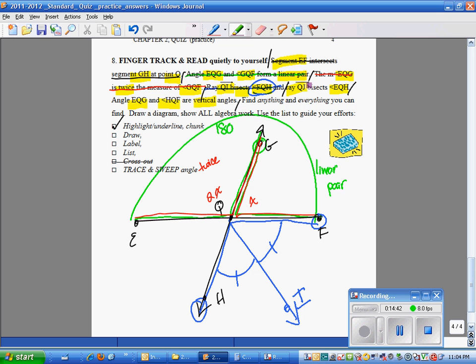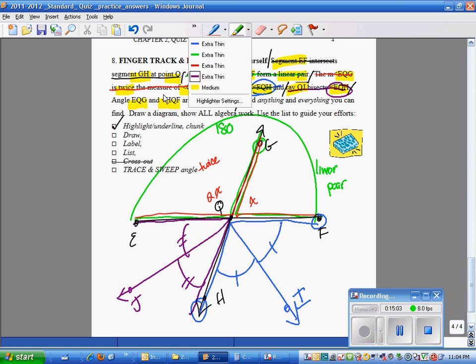Last, we have a set of vertical angles, EQG and HQF are vertical angles. How do we know that? If you trace over them, they make straight lines, and you're looking for bow tie angles. So that means these two angles that are directly across from each other are congruent, because vertical angles are congruent.